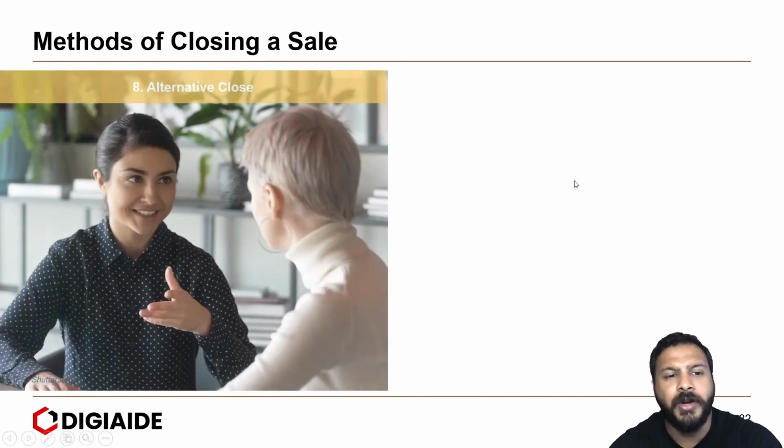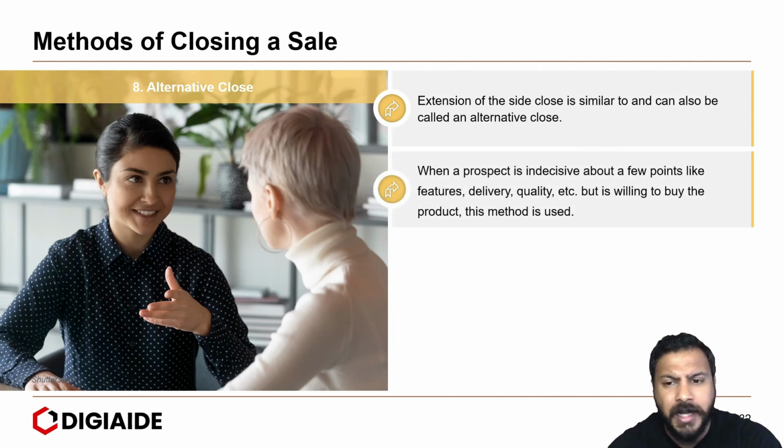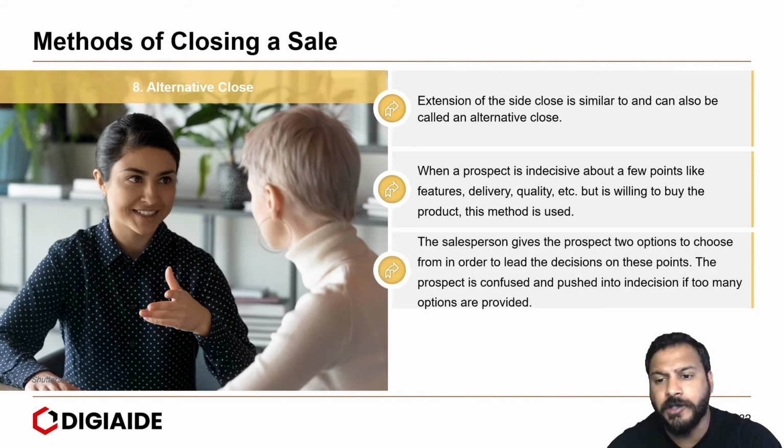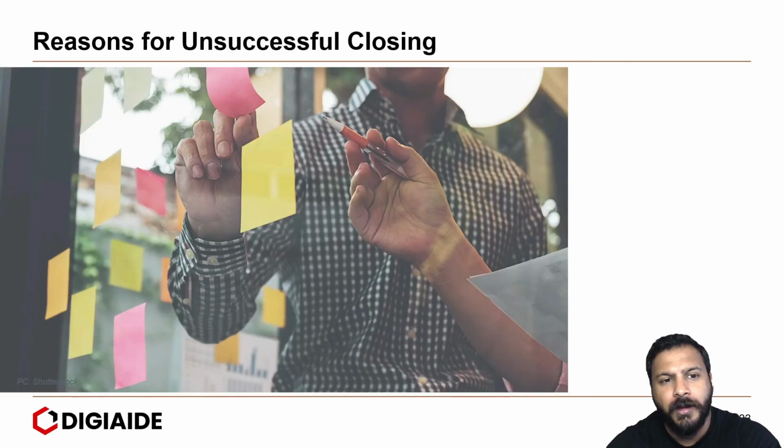And finally, at number 8 is alternative close. An extension of the side close is similar to and can also be called an alternative close. When a prospect is indecisive about a few points like features, delivery, quality, etc., but is willing to buy the product, this method is used. The salesperson gives the prospect 2 options to choose from in order to lead the discussion on these points. The prospect is confused and pushed into indecision if too many options are provided. Selecting one of the alternatives out of the 2 might lead to closing the sale. This is a very commonly used method which makes the buyer feel like he or she got the alternative choice they wanted.